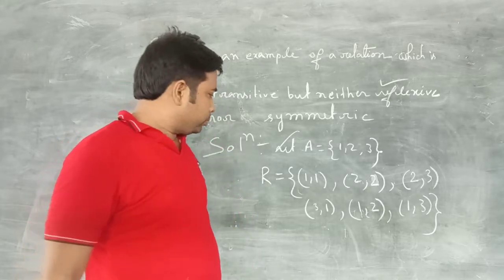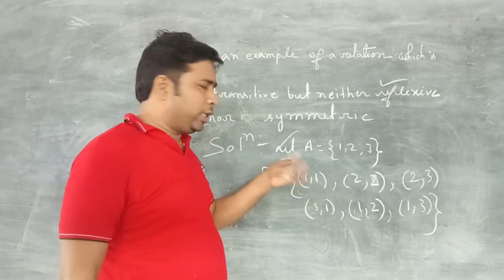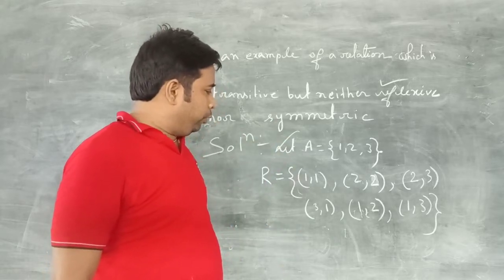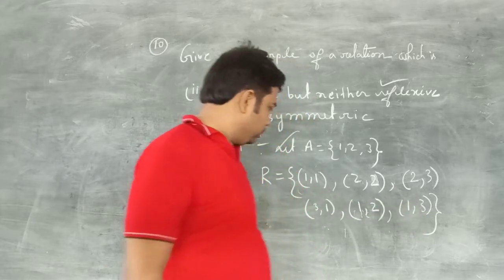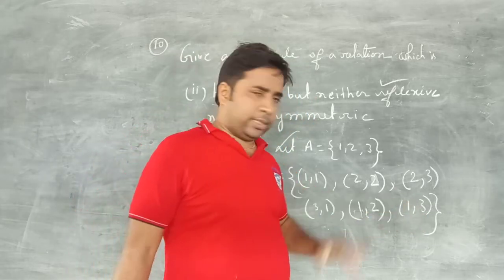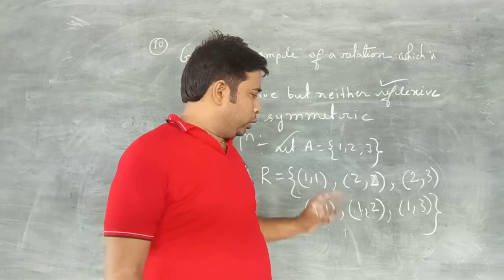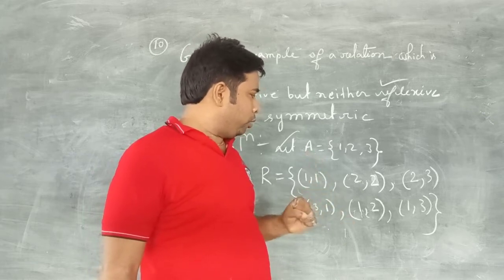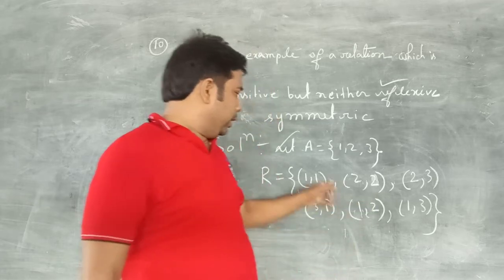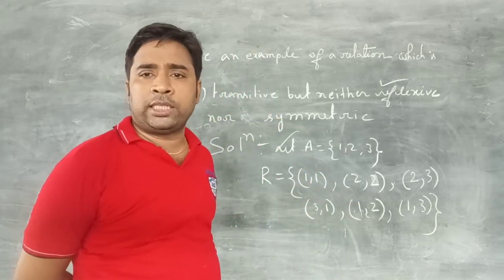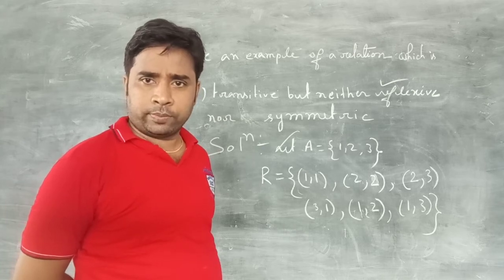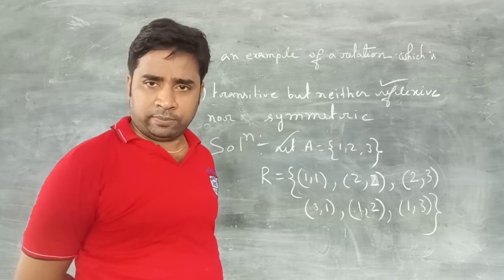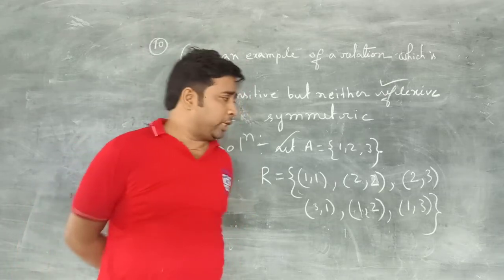Next, let us search whether these types of elements exist here or not. If we consider (3,1) and (1,3), the 1 is cancelled. So what is left? (3,3). If we cancel the 1, (3,3) is not here. So this is not a transitive relation either. That means our example is wrong. In this way you have to justify the answers.